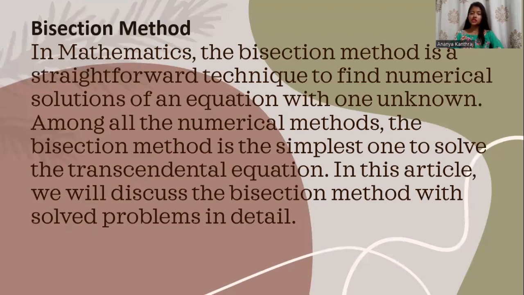So, what is the bisection method? In mathematics, the bisection method is a straightforward technique to find numerical solutions of an equation with one unknown. Among all the numerical methods, the bisection method is the simplest one to solve a transcendental equation. In this article, we shall discuss the bisection method with solved problems in detail.